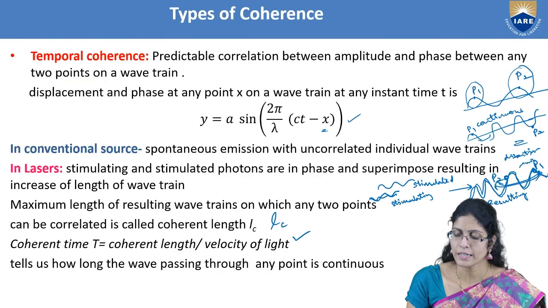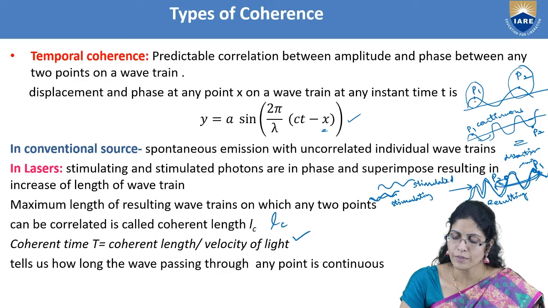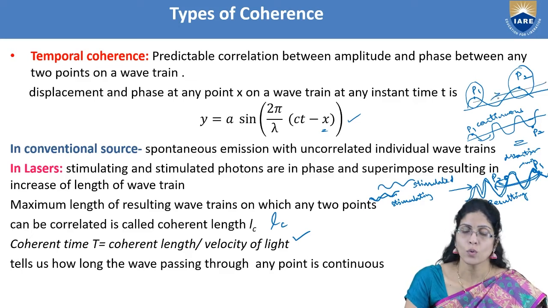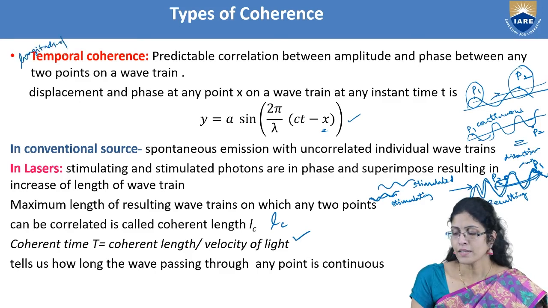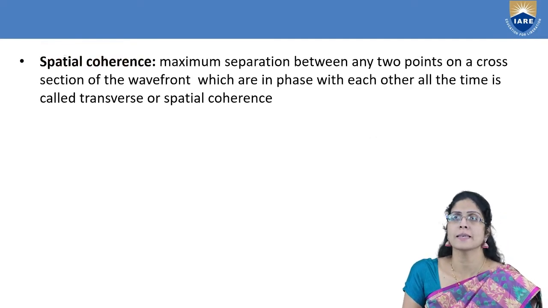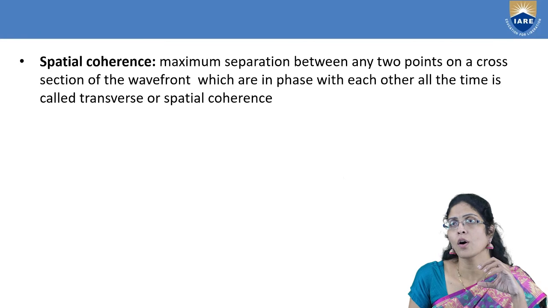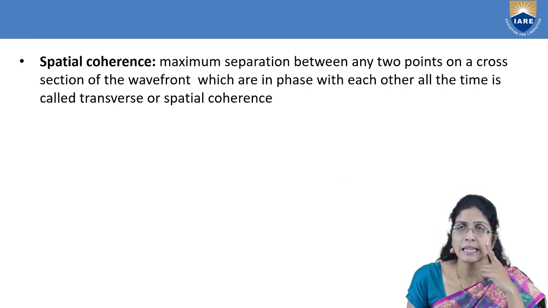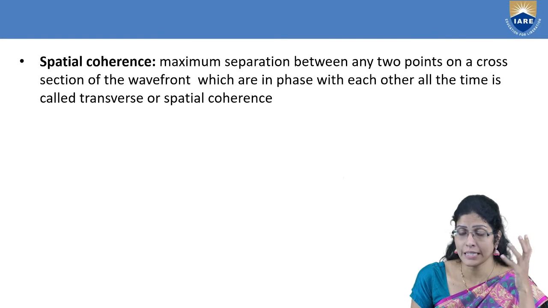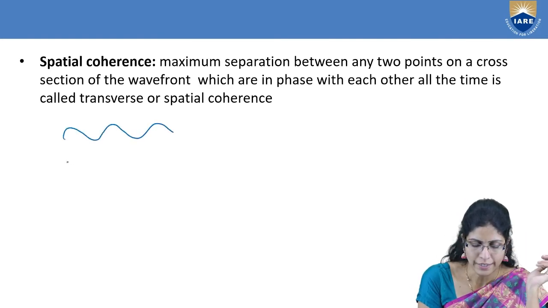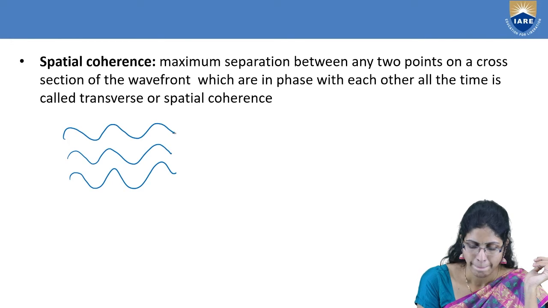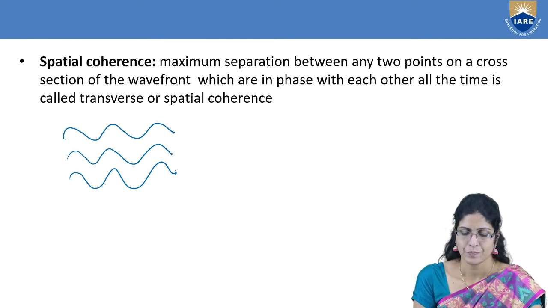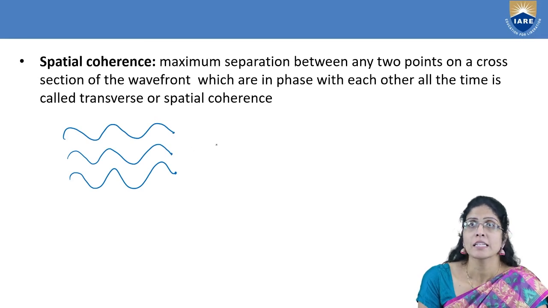If you see temporal coherence here, you are seeing it in this direction. So you also call this temporal coherence as longitudinal coherence. Whereas now, for spatial coherence, you have to see the output of a beam, the laser beam which is coming out after stimulated emission of radiation, and if you see the cross-sectional area of it, if both of them are in phase, then you can call them spatially coherent.